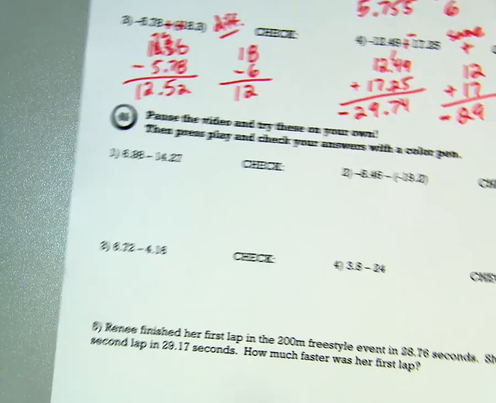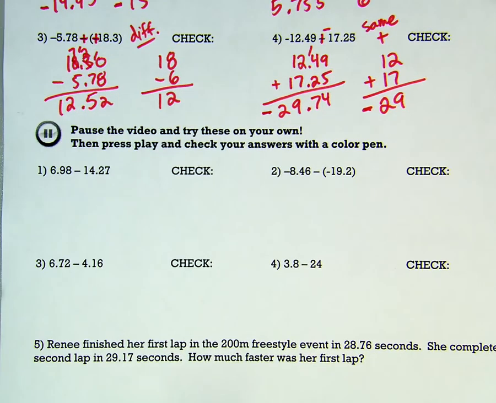Alright, so you have a few you're going to go ahead and try right now. Try the word problem at the bottom as well. So there's 5 problems for you. Make sure you're checking it by estimating. Let's go ahead and pause and see how you did.